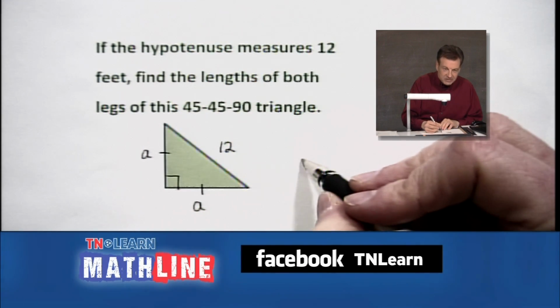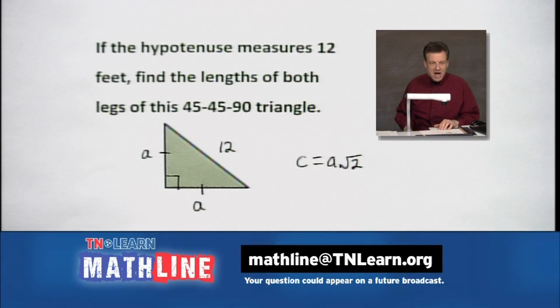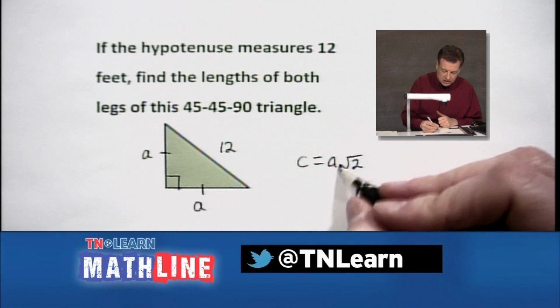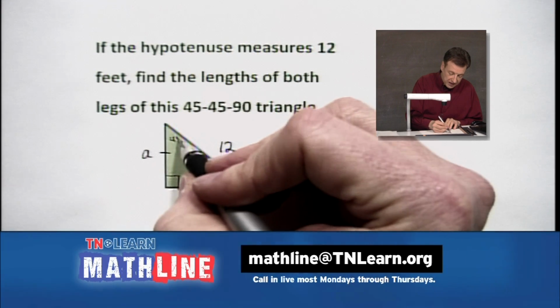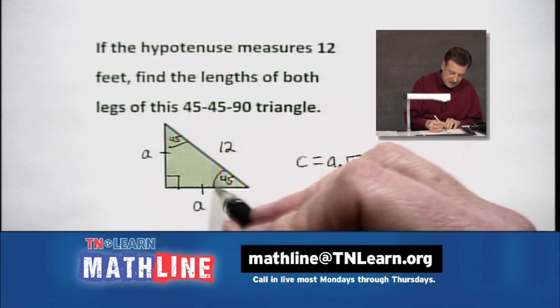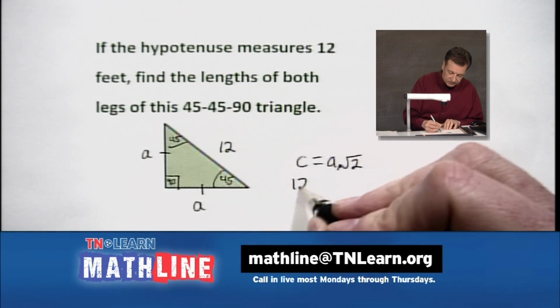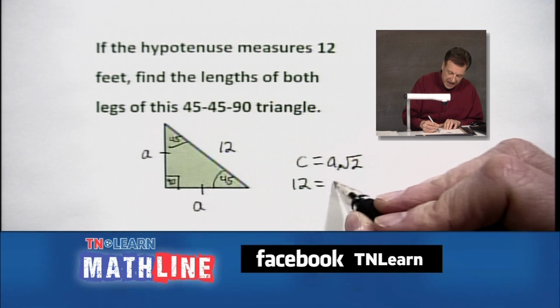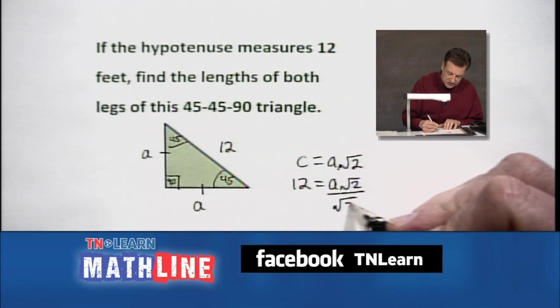Now, where are we going to go from here? We're going to write our formula, as always. We start with that hypotenuse equaling A, which is the leg, times the square root of 2. Again, folks, this only works because it is a 45-45-90. That's why it works. So pop in the 12, and let's see what's going to happen when we divide both sides by, my goodness, there it is, that square root of 2.